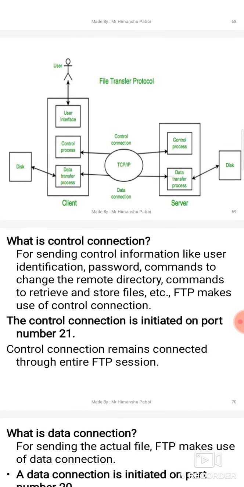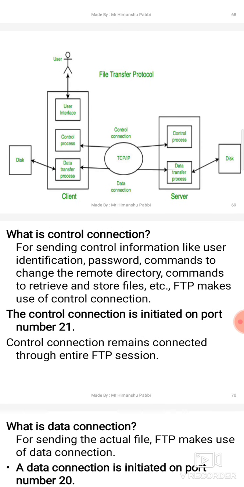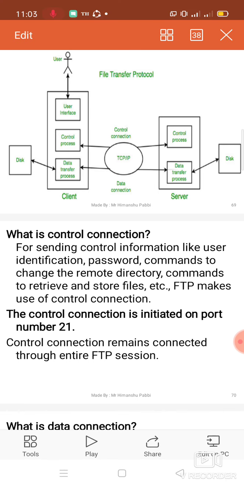So the control connection works at port number 21. Each process is assigned a port number. So two port numbers are used here, one for the data connection and one for the control connection. The control connection remains active until the end of the FTP session, until the user is logged in and accessing the resources from the server. Until that, the control connection will be established.